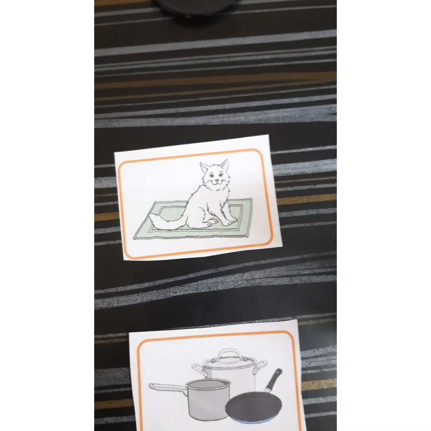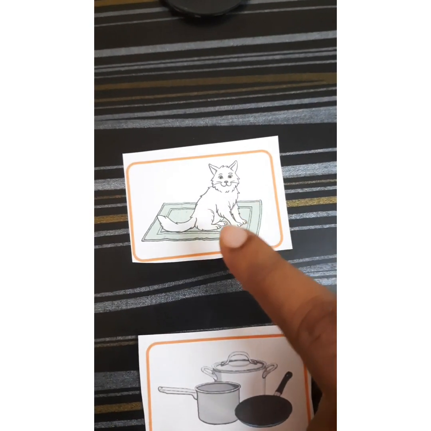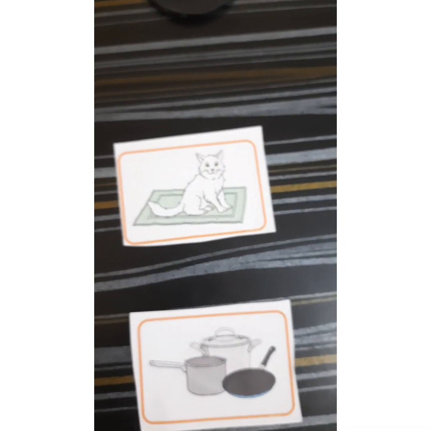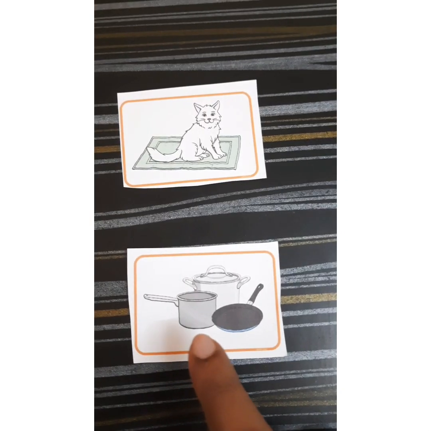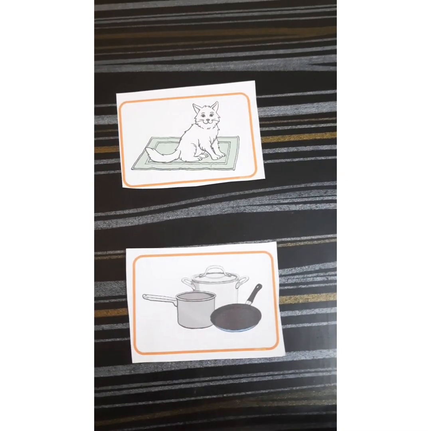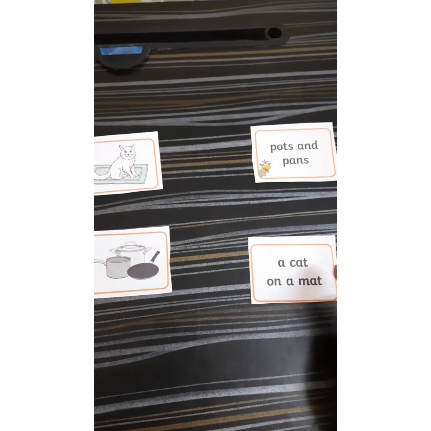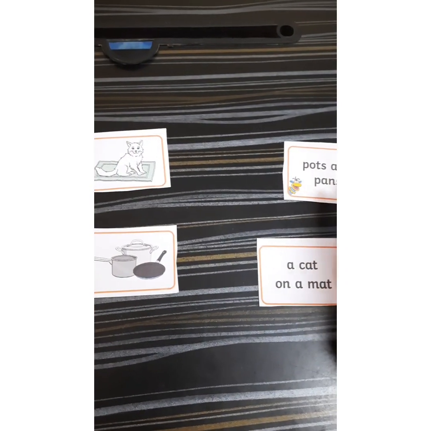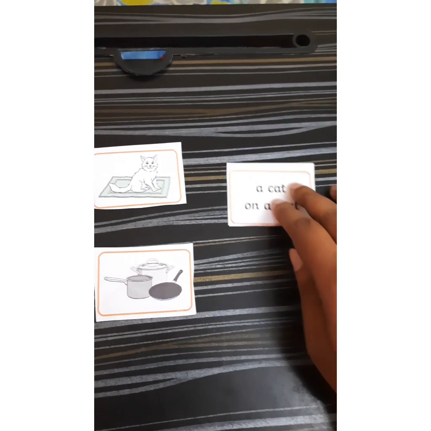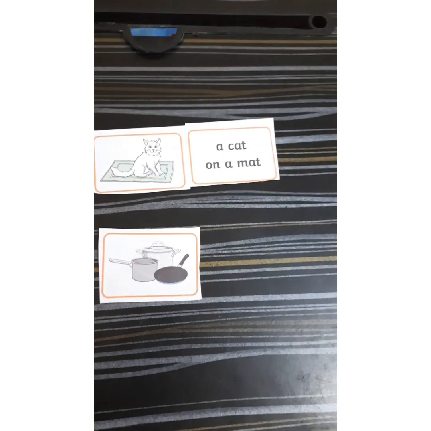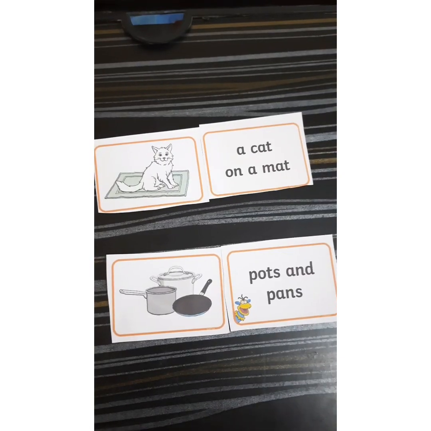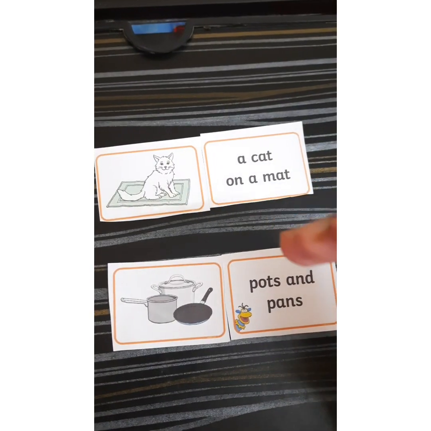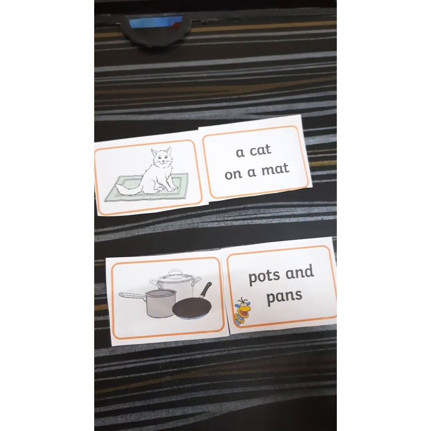So we'll make the child tell, see, cat is sitting on the mat. Now the sentence is given, a cat on a mat. In the second picture you can see pan and pot. So we'll make the child match the sentences appropriate to the picture. So a cat on a mat, pot and pan. So we can do simple matching as well as simple sentences reading.